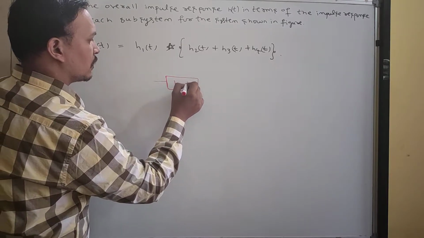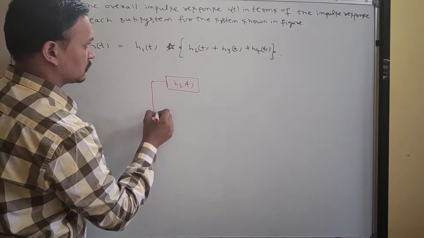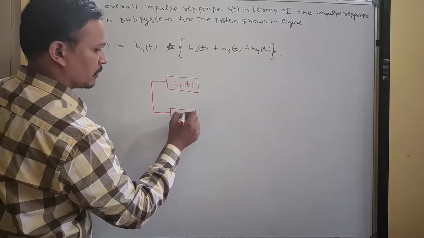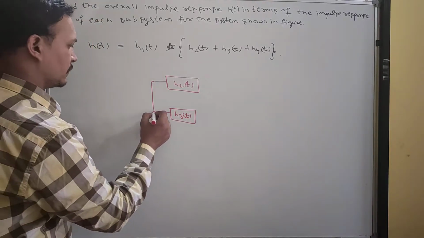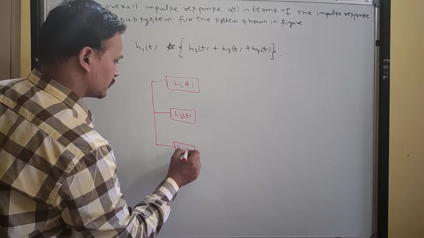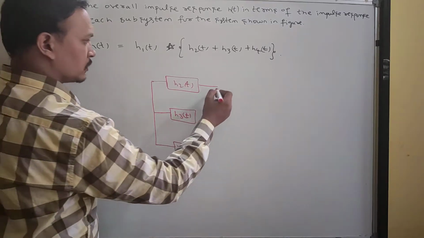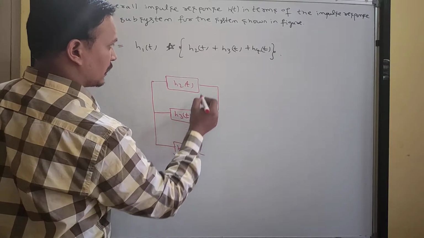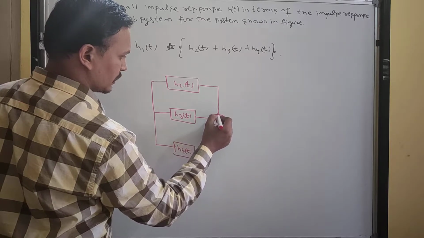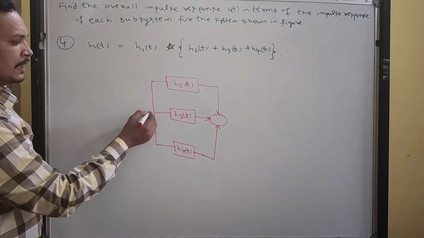Okay, H2 of t. And then H3 of t. H2 of t, H3 of t, and the next is H4 of t. So all are addition only. You can take one summation symbol here. Okay, all are getting added.